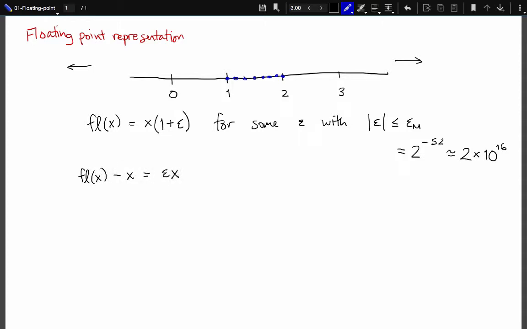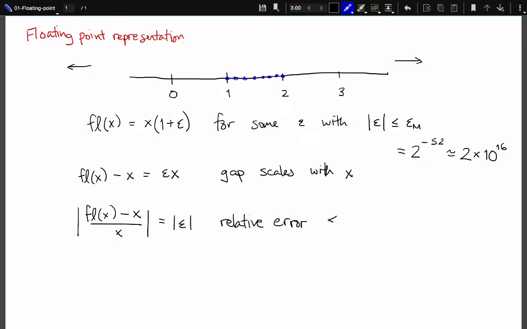One interpretation is that the potential distance between floating point numbers scales with the size of x itself, or another interpretation is that the relative difference between x and its floating point representative is this number epsilon, which is bounded by the small number epsilon sub m. The same statements are true about things like multiplication, addition, and so on. They're all relatively accurate.